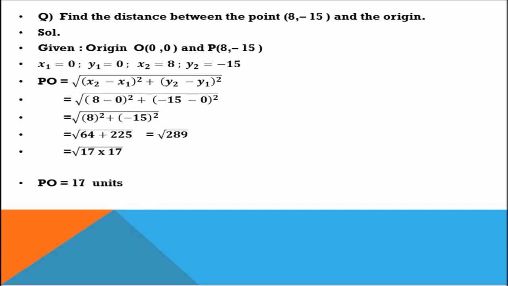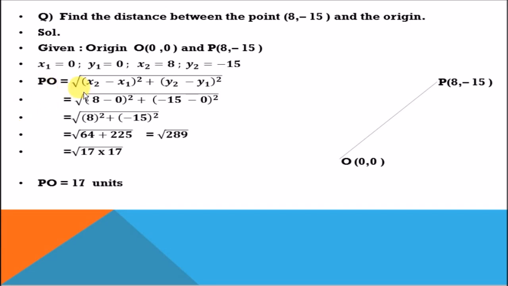Now one more question. The question is, find the distance between the point 8, minus 15 and the origin. So the first point is given 8, minus 15 and the second point is origin. So origin means 0, 0. So you need to remember that origin's coordinate is 0, 0. Now our coordinates x1 and y1, they both are 0 as they are coordinates of origin. x2 is equal to 8 and y2 equals minus 15 from P.